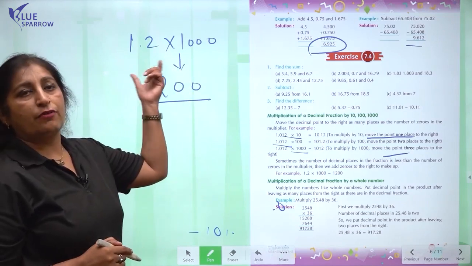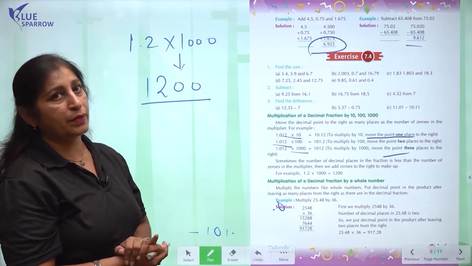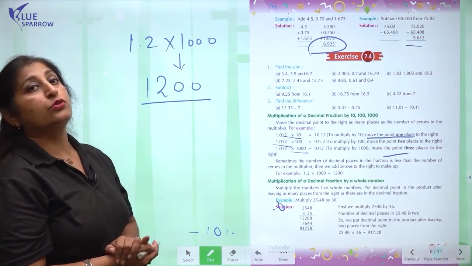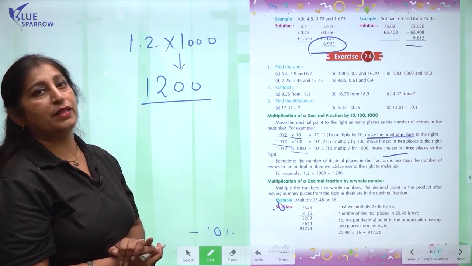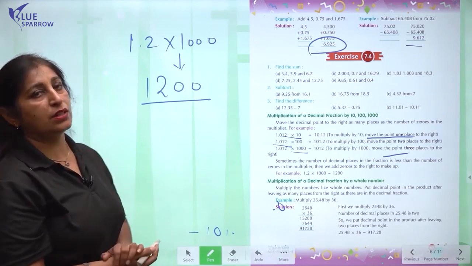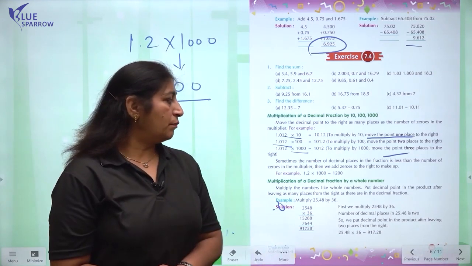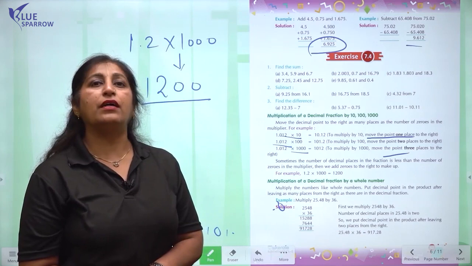If you are asked to multiply 1.2 with 1000, it means you have to shift the decimal by 3 places, but there is only 1 place. So to make up those fewer places, add zeros in the number and your answer would be 1200 in this case. Now we come towards multiplication of a decimal fraction by a whole number.